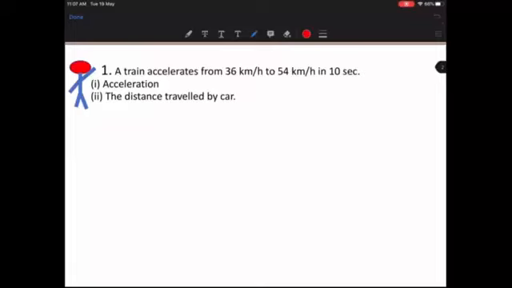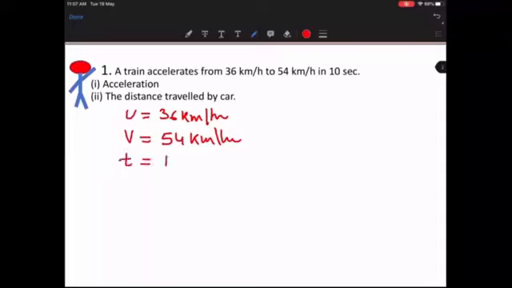We first have, there's a train, it says, and the train accelerates from 36 to 54 kilometers per hour. So we have here the initial velocity, which is 36 kilometers per hour. We also have the final velocity, which is 54 kilometers per hour. Now, we do have the time. The time given is 10 seconds. Okay, so I told you, first and foremost is to write down the given data.